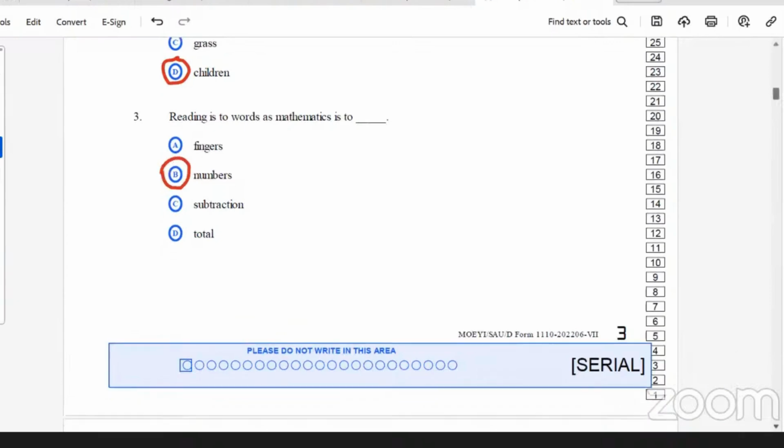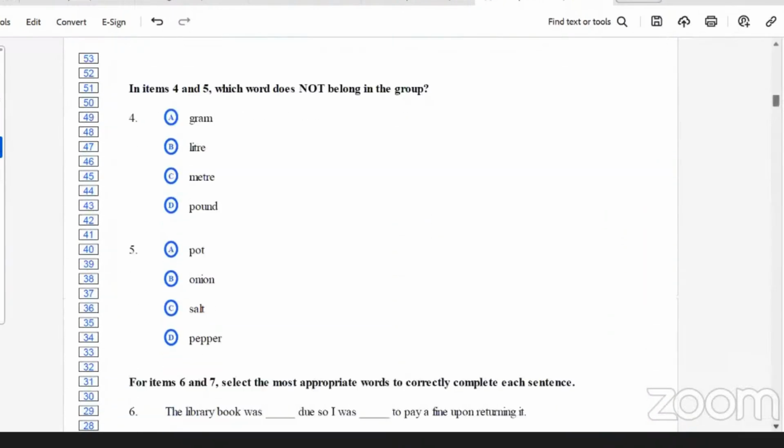Let's get to question 4. I'll try to go as fast as possible, but there are some questions where we might need to take a little bit more time. In items 4 and 5, which word does not belong to the group? We have gram, liter, meter, pound. D would be the odd one out. It does not belong to the group because the others have to do with the metric system.